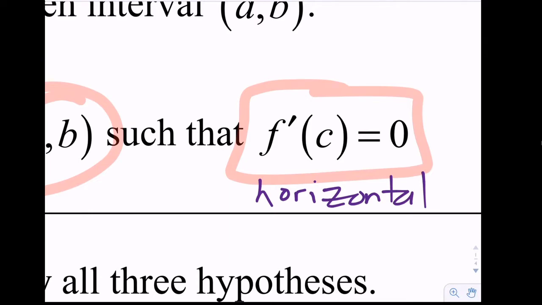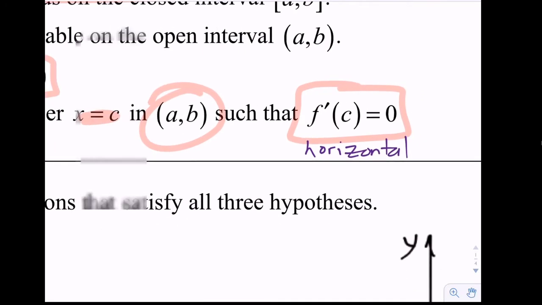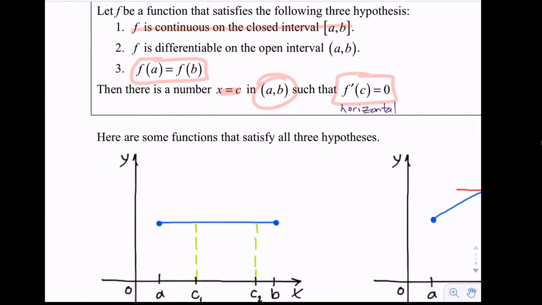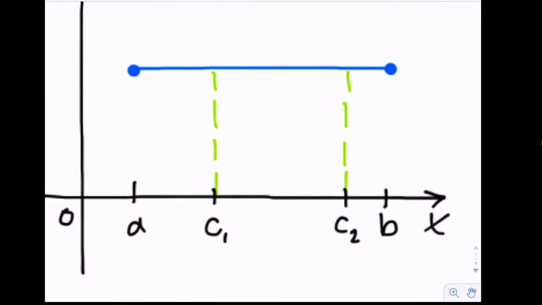Now, this is an existence theorem. He didn't tell us how to find it. He just said that it would exist if those three things happened. Here are some functions that satisfy all three, okay? Notice I have from A to B marked. This function, of course, is continuous on the closed interval. We got the two endpoints there connected to the graph. It's differentiable on the open interval. There's no cusps or vertical tangents in betwixt there. And the Y value at A and B are on the same graphical elevation.